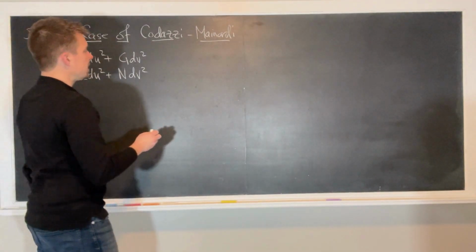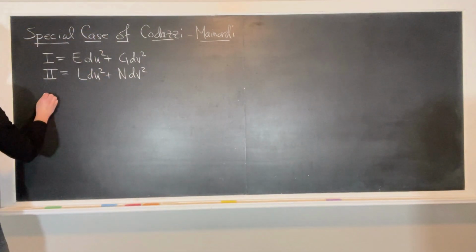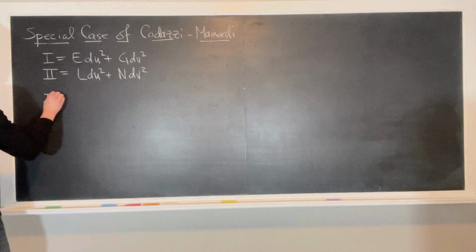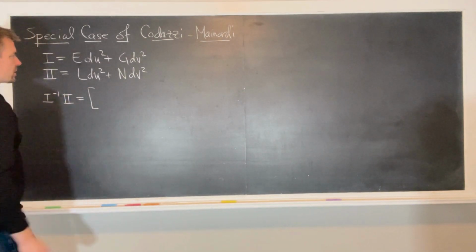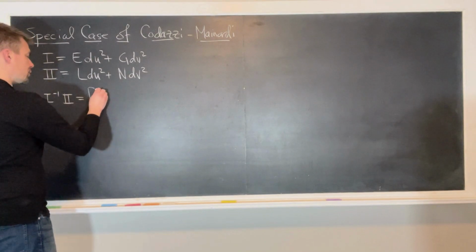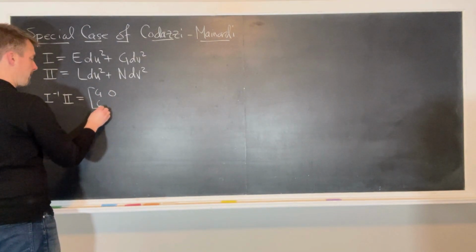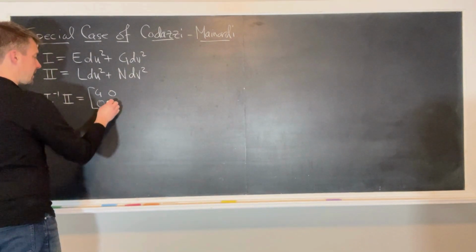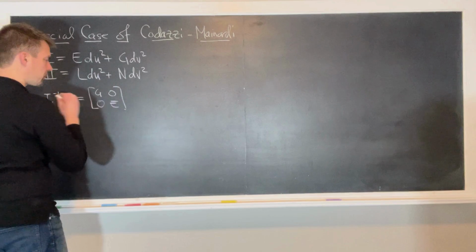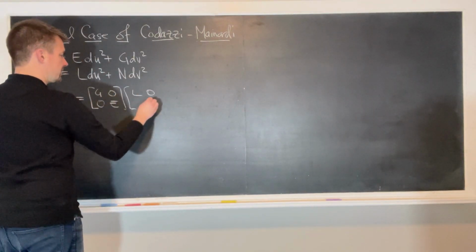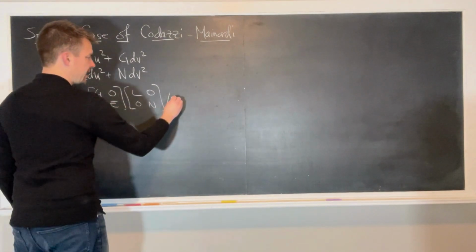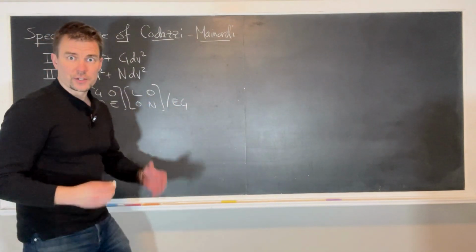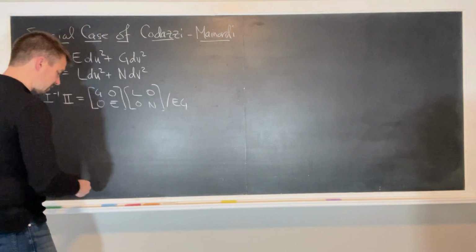And that makes things a little bit easier because we can do the following now. We can write the inverse of the first fundamental form times the second fundamental form as this matrix over here. It's going to be G, 0, 0, and then E, and then L, 0, 0, and then N, all scaled by 1 over EG, which is the determinant of the first fundamental form matrix, okay?